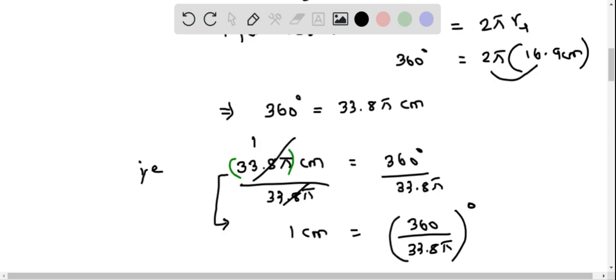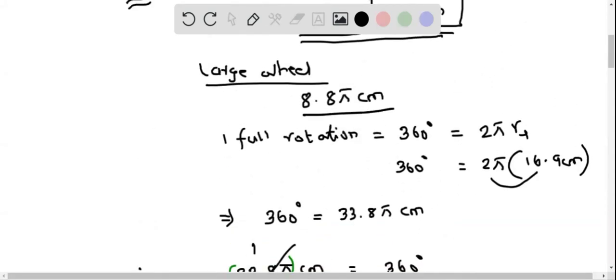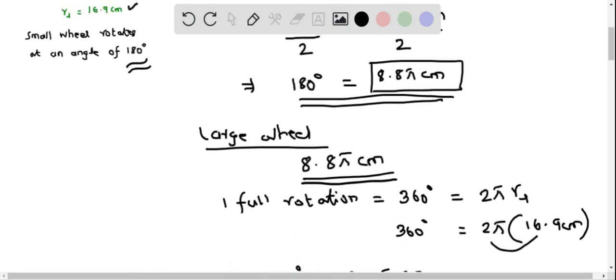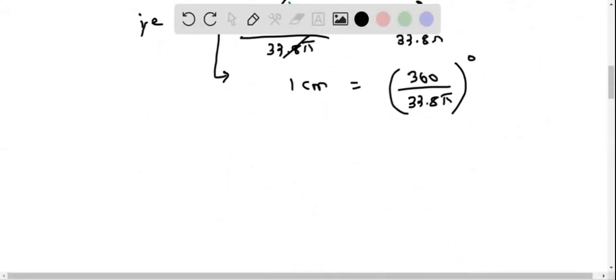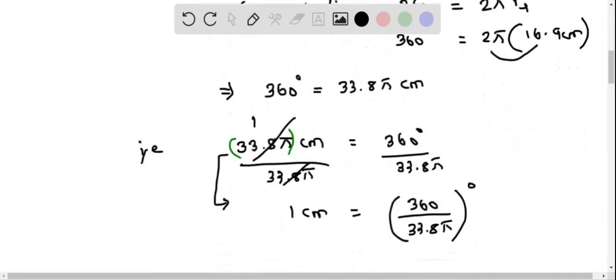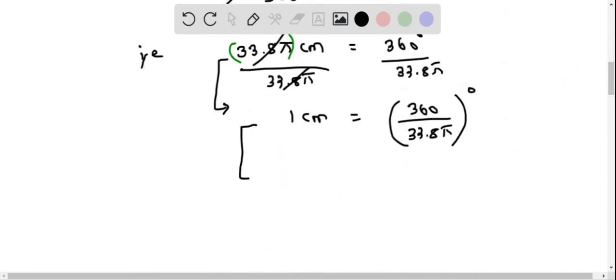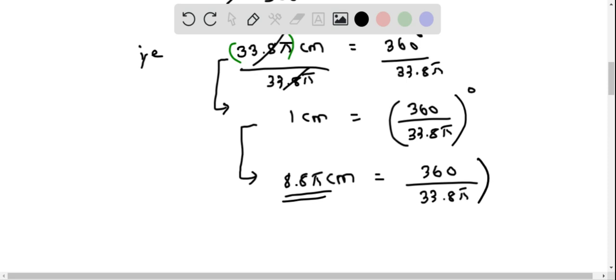So if the large wheel makes a distance of 1 centimeter, it is equal to 360 over 33.8 pi degrees. But we know that the large wheel makes a distance of 8.8 pi centimeter, which is the same distance when the small wheel makes a rotation of 180 degrees. So we want to find for 8.8 pi centimeter. So multiply this quantity, that is 1 centimeter, by 8.8 pi centimeter. We should also multiply the right side by the same quantity, that is 8.8 pi. So we have 360 over 33.8 pi, and this has to be multiplied with 8.8 pi.